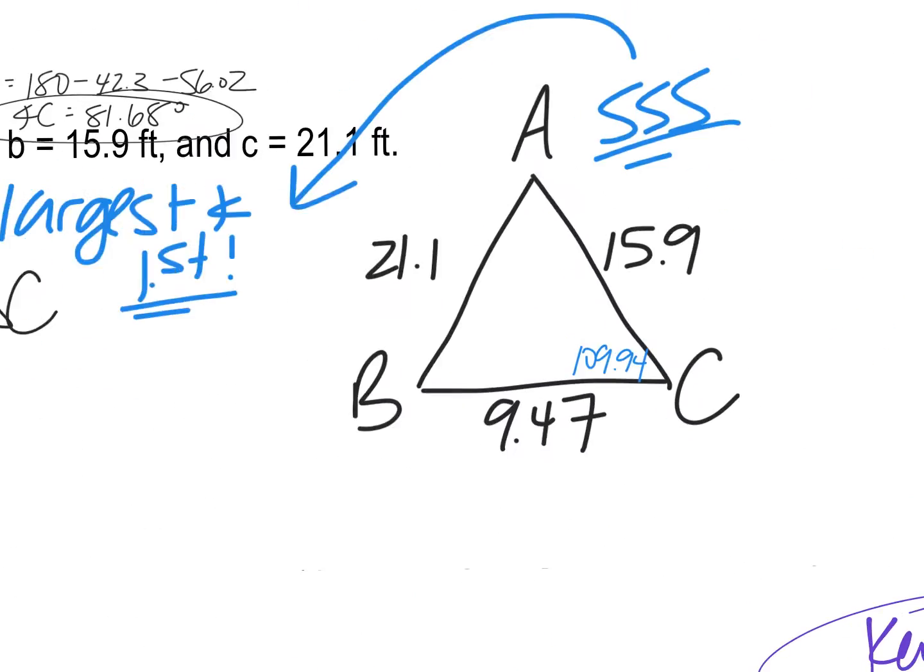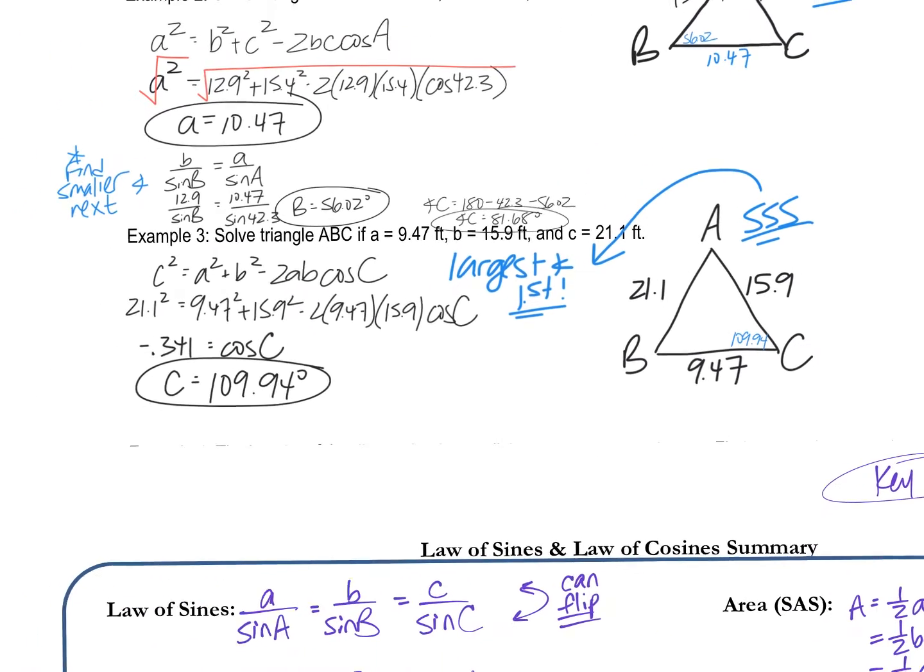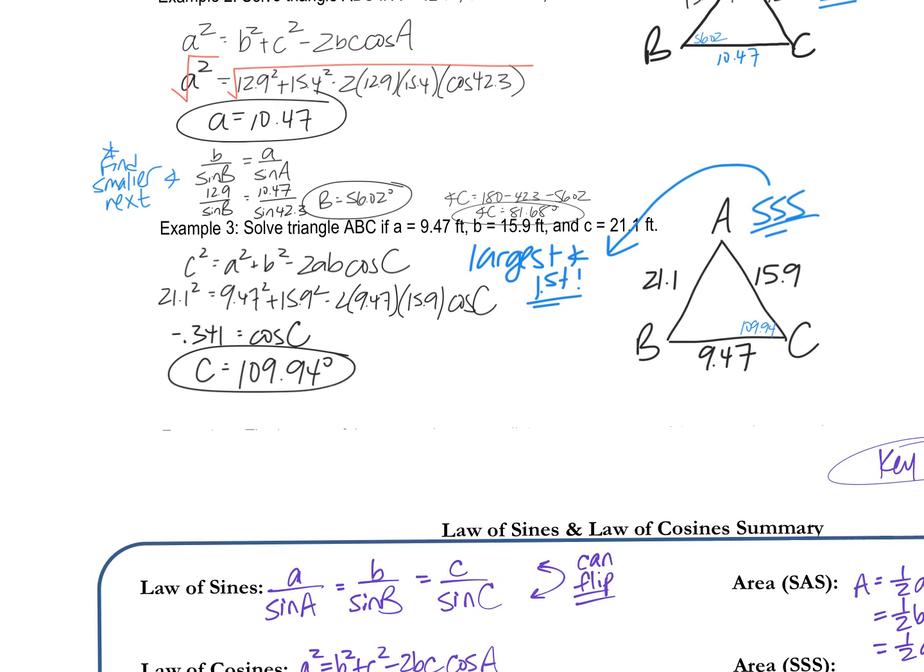And so now what I'm going to do is do law of sines in order to find one of these two angles. It doesn't matter which one you find next, okay? I'm going to start with, let's see, maybe I'll start with B first. So I'm going to do 21.1 over sine of this equals 15.9 over sine of B and solve for B. So I'm just using law of sines now.